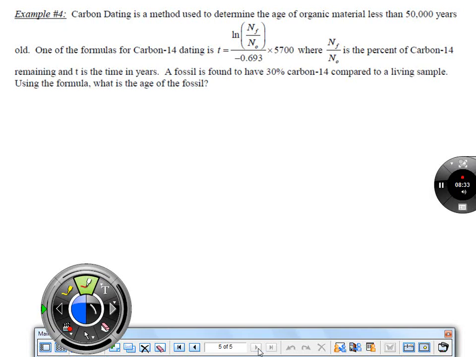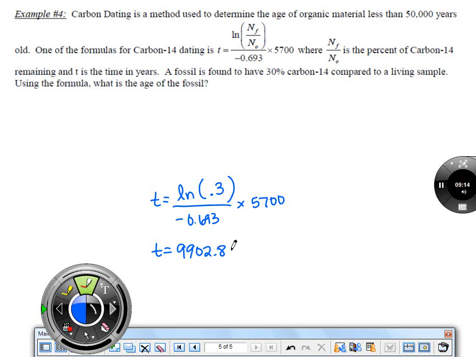Okay, so T equals the natural log of, and remember they said this was to represent the percent remaining, and everything else here is a number. So T is what I'm looking for, because I'm looking for the age of the fossil, so how old it is, how many years it's been there. And then NF over NO, they said, is the percent, and they told me it has 30%. So I'm really just looking to do this calculation. Okay, but I just kind of had to wade through that information to understand that. So if we do this calculation correctly in our calculator, we should get 9,902.8 years old.